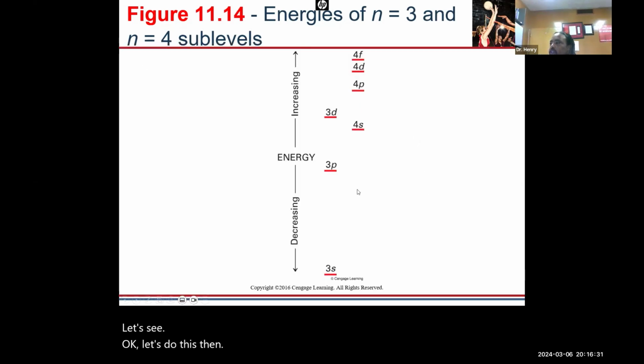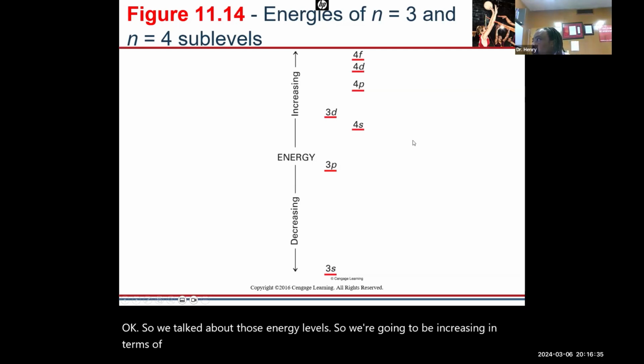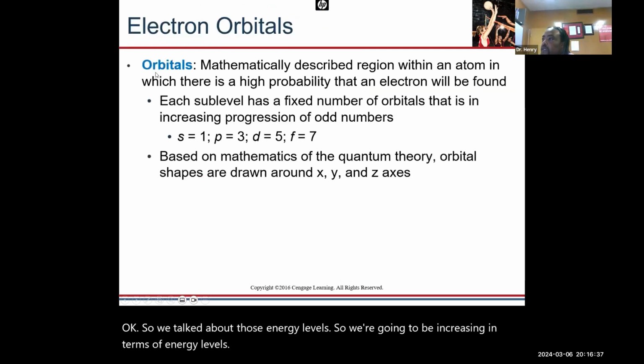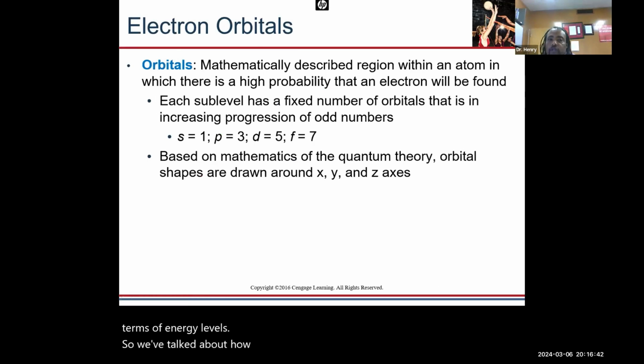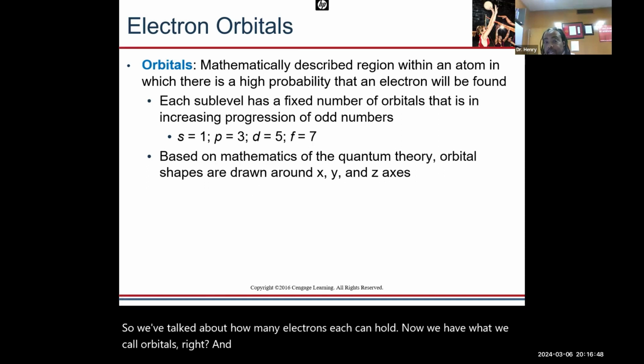Okay, so we talked about those energy levels. So we're going to be increasing in terms of energy levels. We've talked about how many electrons each can hold. Now we have what we call orbitals, right? And the orbitals would be the next part of our quantum numbers.